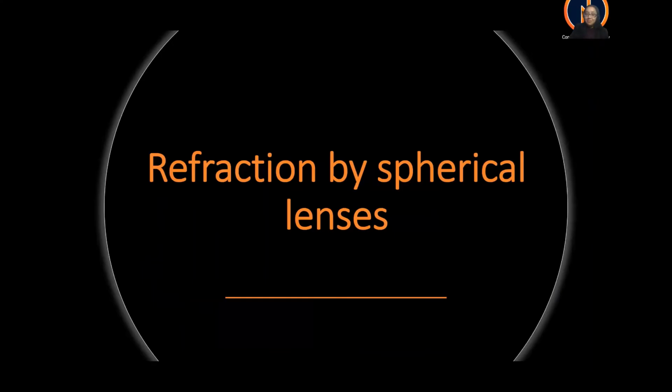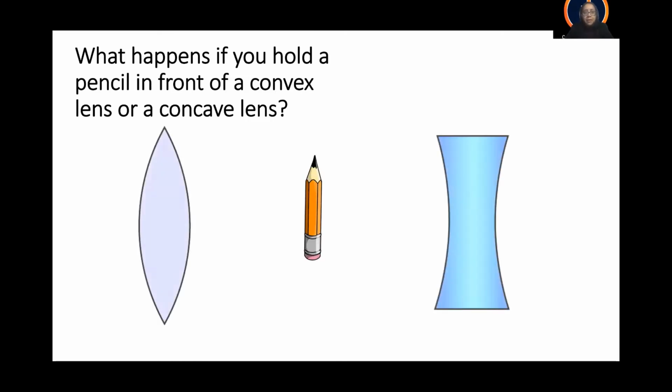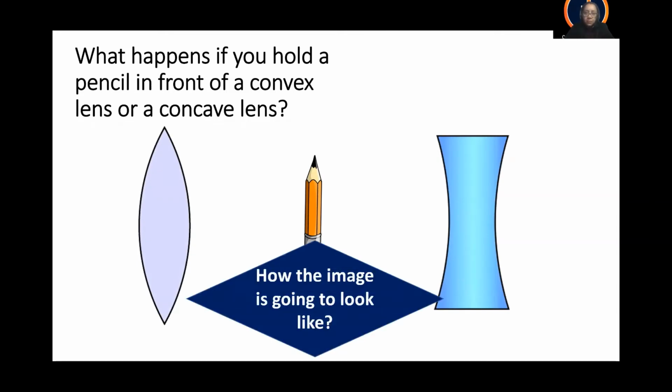Just remember that. Now let's go into details on refraction by spherical lenses. What happens if you hold a simple pencil in front of a convex lens or a concave lens? Imagine you are holding a pencil in front of a convex lens and a concave lens. What will happen? How is the image going to look for both cases? We'll look into this in a future video.